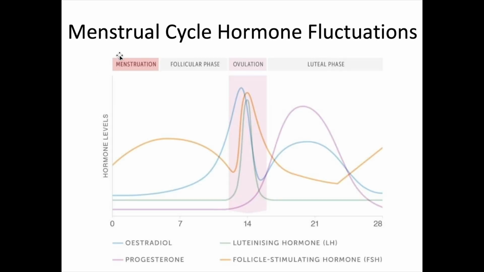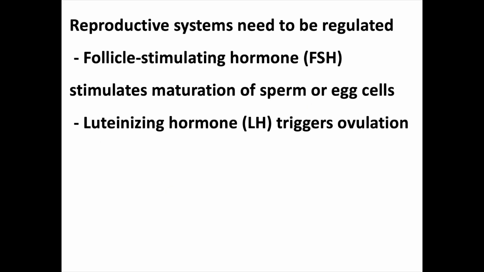Again, I started by saying reproductive systems need to be regulated. The menstrual cycle is more complicated than what happens in sperm maturation, but we've got a lot of these hormones in male and female reproductive systems. Again, don't sweat the details here, but it is kind of interesting. I just want you to know these two examples, that FSH promotes maturation of gametes, egg and sperm, and it's the luteinizing hormone, or LH, that triggers ovulation.